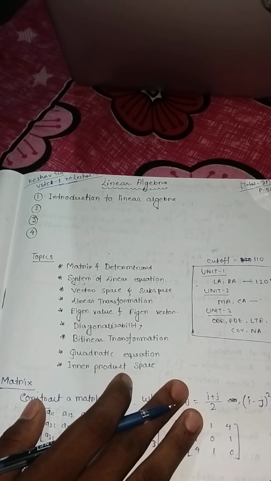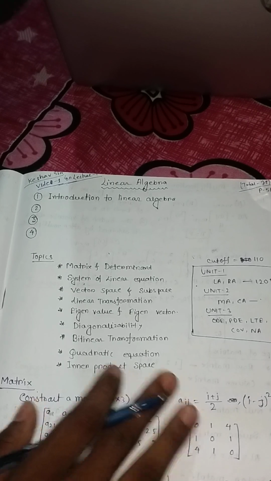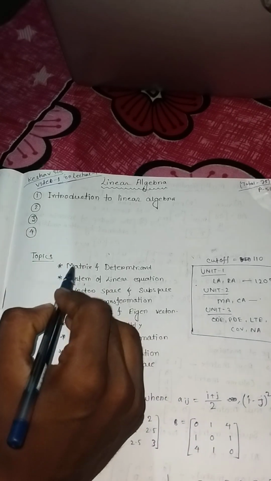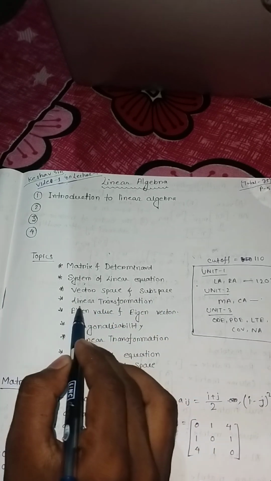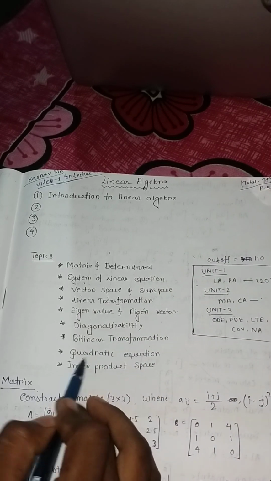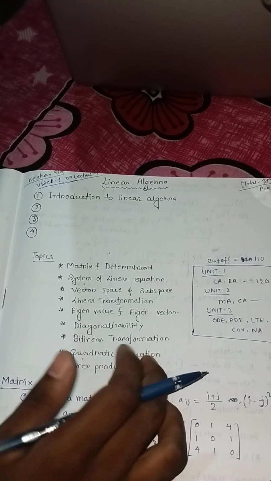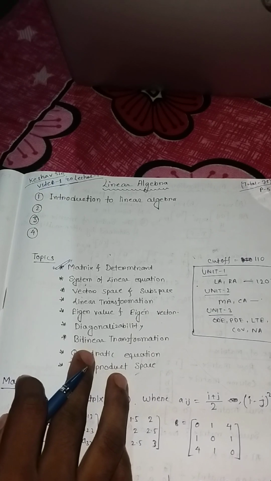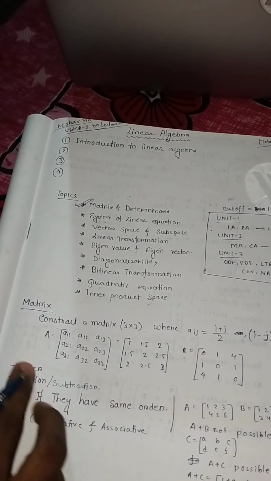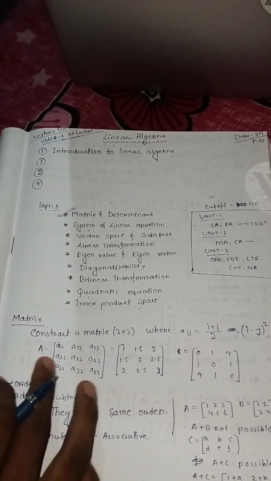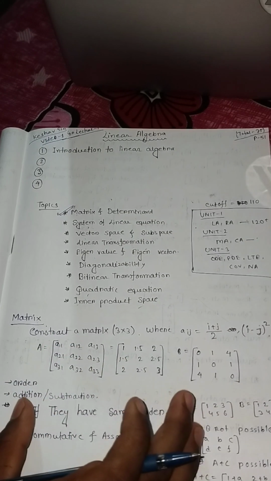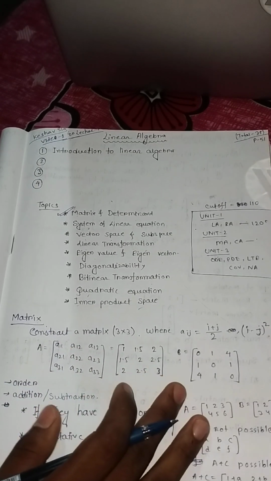In linear algebra, first of all we want to discuss the matrix and its properties, and the topics are matrix and determinant, system of linear equations, vector space and subspace, linear transformation, eigenvalue, eigenvector, diagonalizability, bilinear transformation, quadratic equation, and inner product. I'll cover all of these topics in linear algebra, but today our first topic will be matrix and determinant. So let's start. And this is for CSIR NET and IIT JAM examinations.